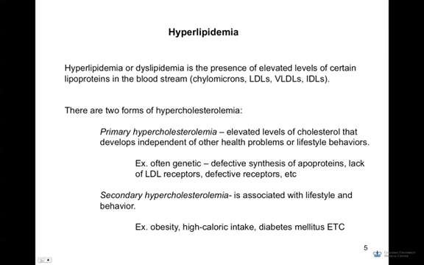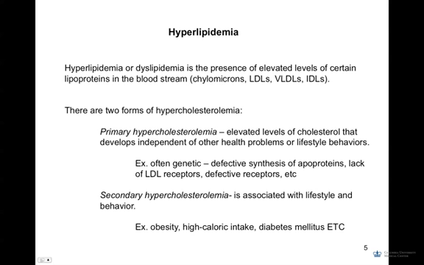And that includes, for example, defective synthesis of apoproteins. So the apoproteins on LDLs can't be recognized by cells in our body like the liver, okay? And so they're not taken up by the liver and other cells, and they remain in circulation. Okay. Another example is some sort of problem with the LDL receptor, either low expression or a defective LDL receptor. Okay, so then LDLs can't bind and be taken up by cells, and they remain in circulation. So these are examples of mechanisms that can produce this primary hypercholesterolemia.